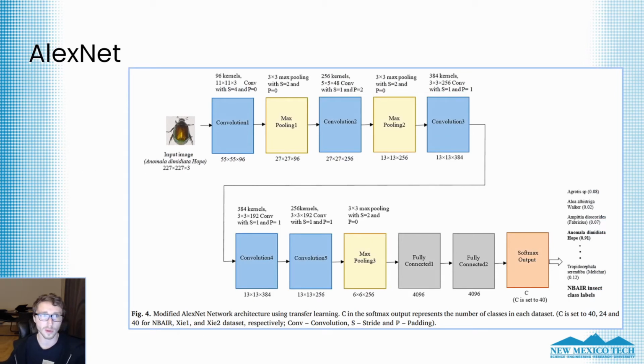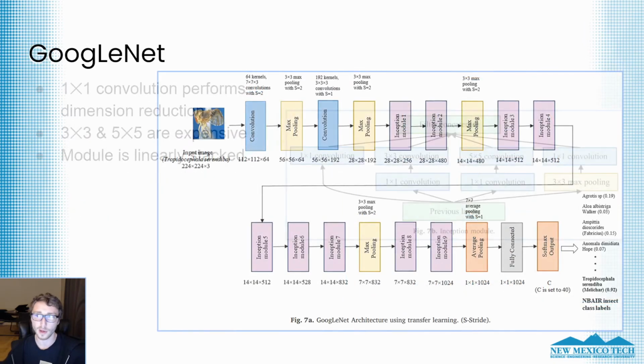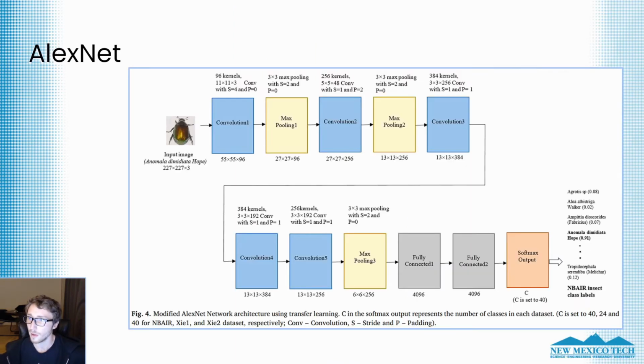So the different models they used were AlexNet, ResNet, GoogleNet, and VGG network. AlexNet uses 5 convolutional layers, 3 max pooling layers, and the initial model included 3 fully connected layers, the final of which had 1,000 neurons fully connected and a layer fed to a softmax function. For this, they replaced the last 3 with a fully connected layer, a softmax layer, and then an output classification.